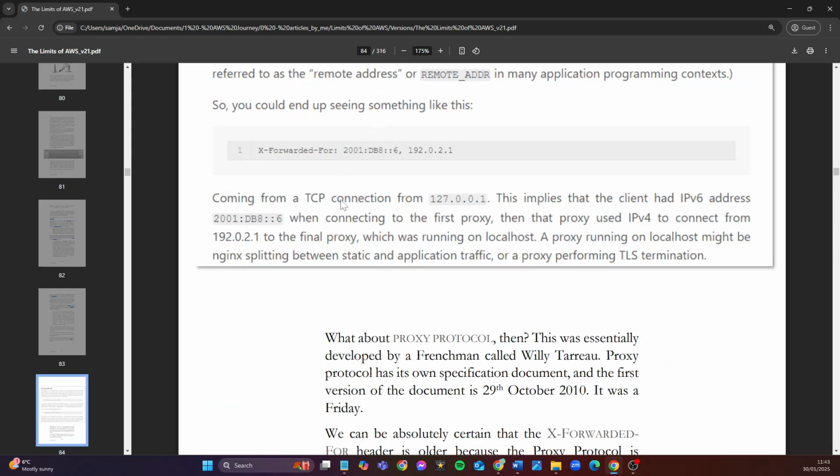Coming from a TCP connection from 127.0.0.1. This implies that the client had IPv6 address 2001:db8::6 when connecting to the first proxy. Then that proxy used IPv4 to connect from 192.0.2.1 to the final proxy, which was running on localhost. A proxy running on localhost might be Nginx, splitting between static and application traffic, or a proxy performing TLS termination.